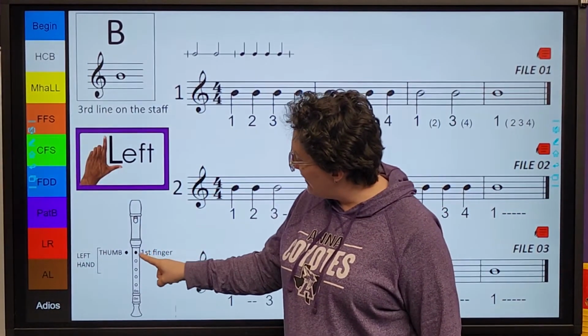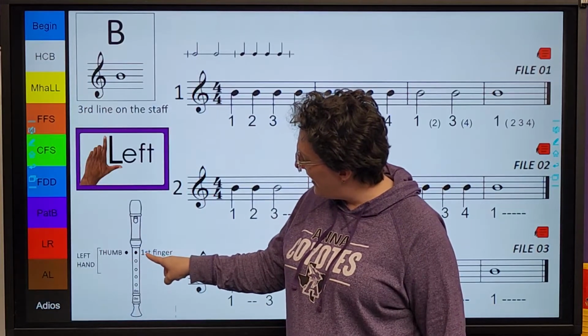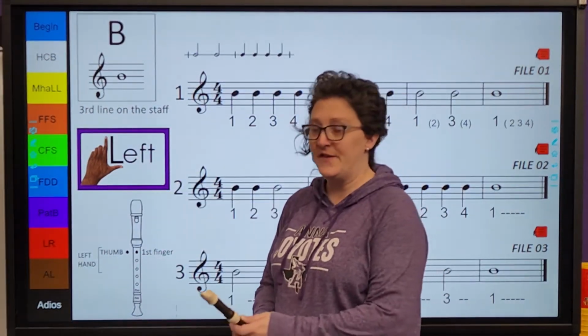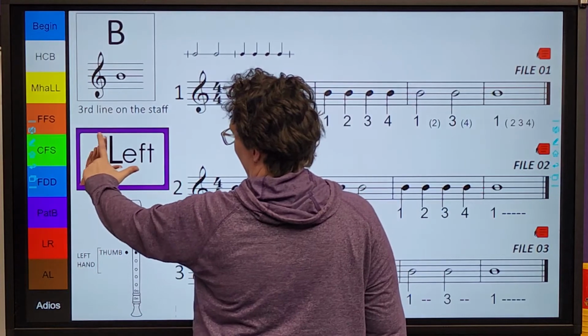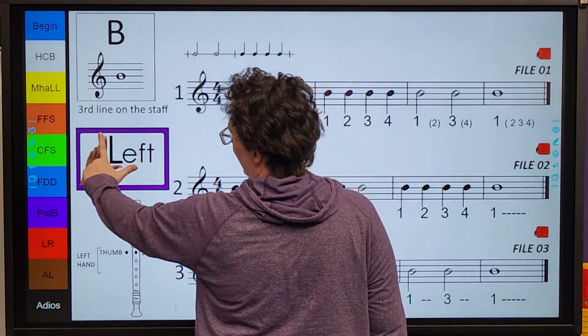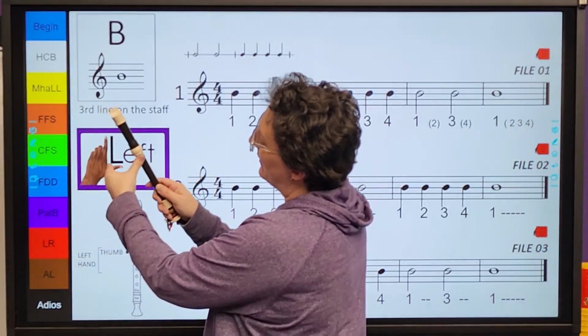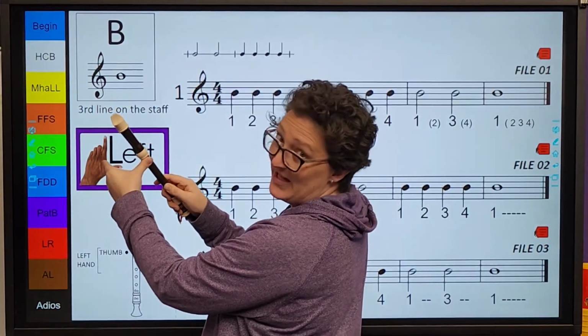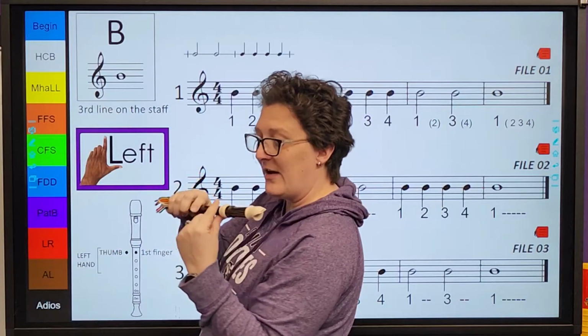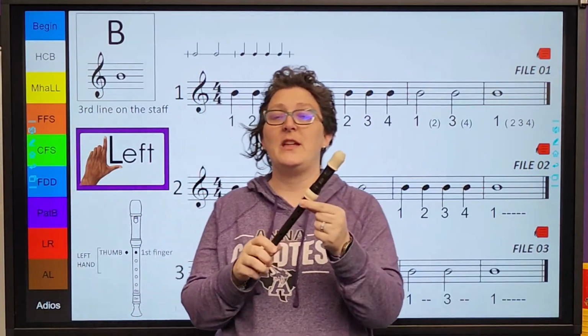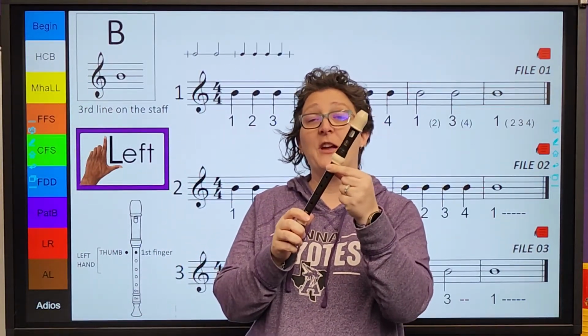And to finger it, we're going to cover up the thumb and first finger using our left hand. So make sure that you have the L of your left hand. Take those two, thumb and first finger, cover up the back hole completely like a thumbprint, and cover up the front hole completely with your fingerprint.